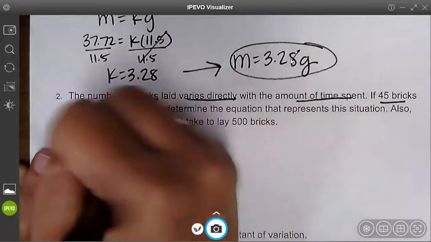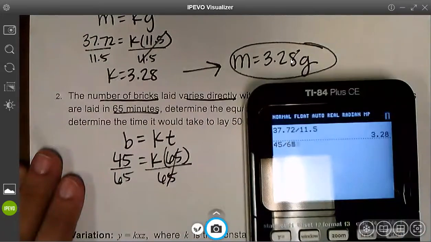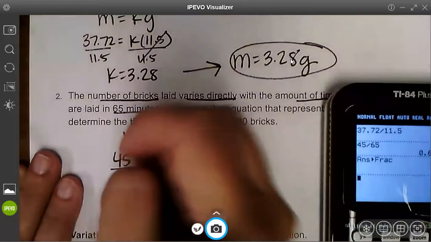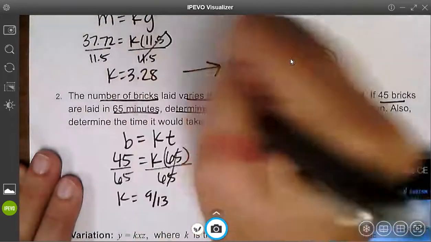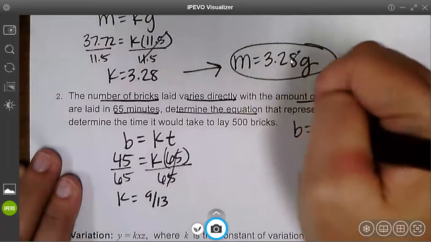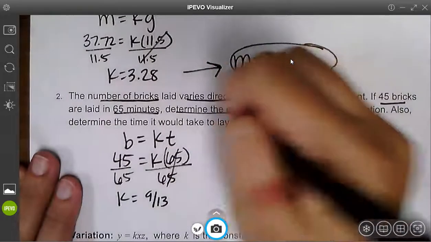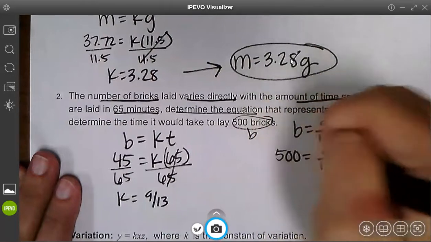Divide both sides by 65. 45 divided by 65 is 9/13. So my k equals 9/13. Determine the equation. So my equation is b equals 9/13 times t. Now it says to determine the time it would take to lay 500 bricks. So I'm plugging this in for b. So I have 500 equals 9/13 t.